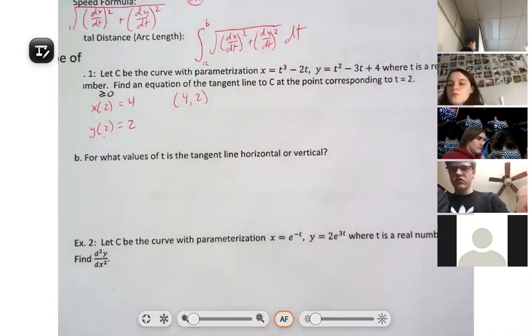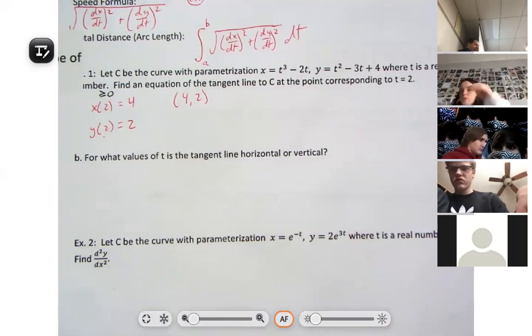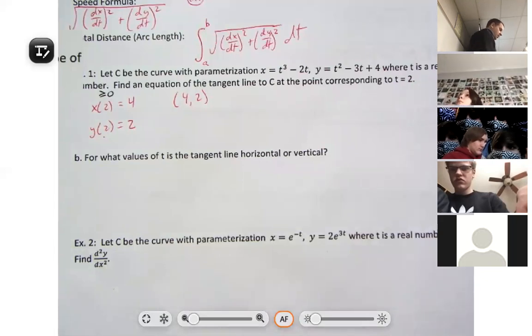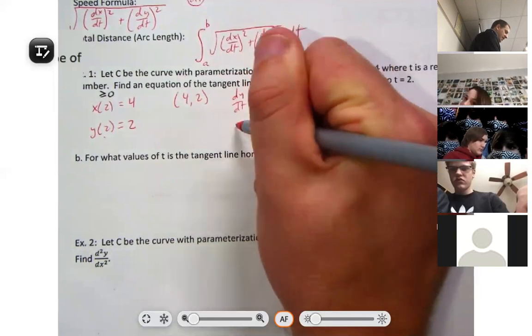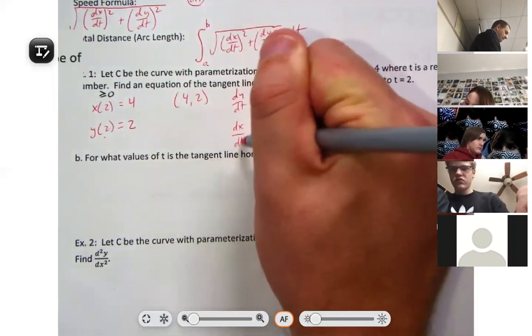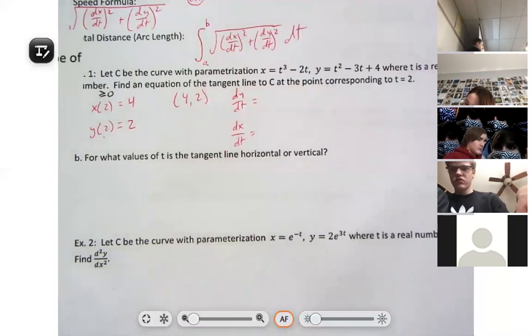What that means is, imagine t is in, let's say, seconds. So at 2 seconds, this particle in the coordinate plane is at (4, 2). That's what parametric equations do for us. The last thing I need is dy/dx. I've got to find the slope. So I've got to find dy/dt and dx/dt and divide them. If I want dy/dx, the slope, which is what I'm after, then I have to do dy/dt over dx/dt.